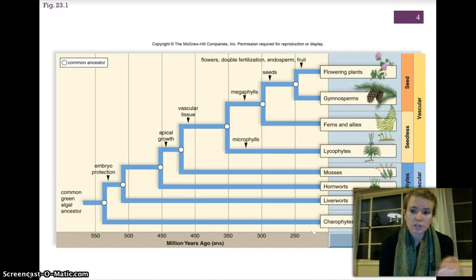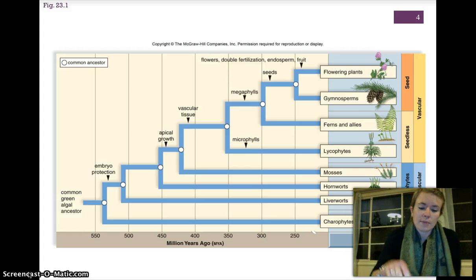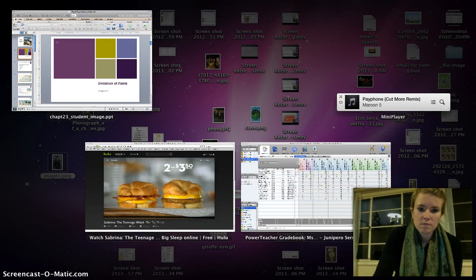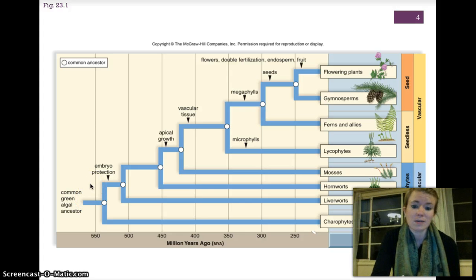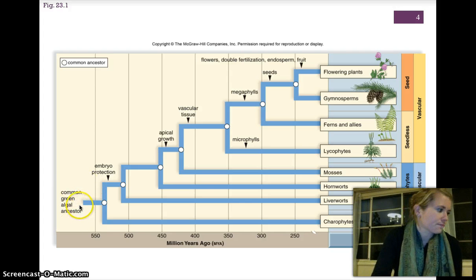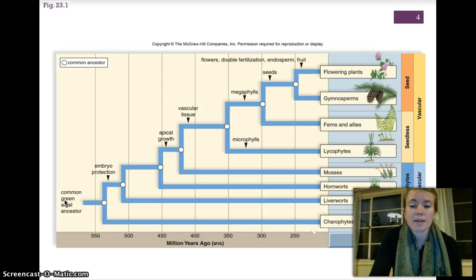Here's a phylogeny of the plants that we know today. Like we said, plants evolved from a green algal ancestor about 590 million years ago, so a long time ago. These guys over here have a lot of the same adaptations as plants do. One is that they both have chlorophyll A and chlorophyll B, so they're doing photosynthesis in the same manner that land plants are.